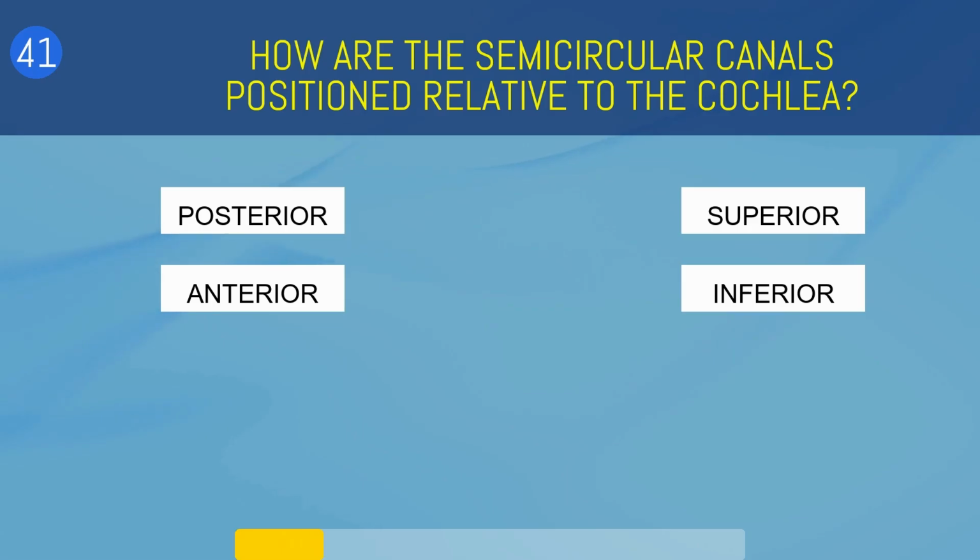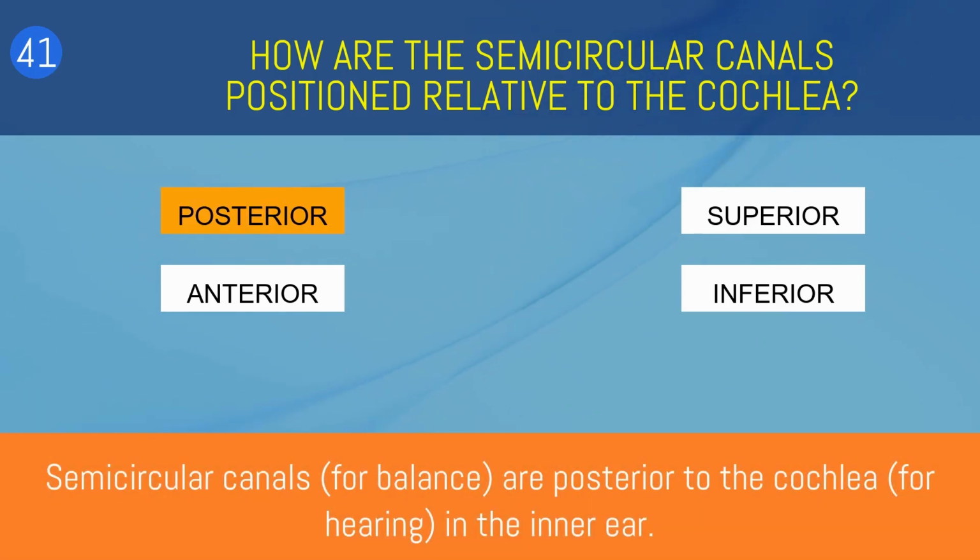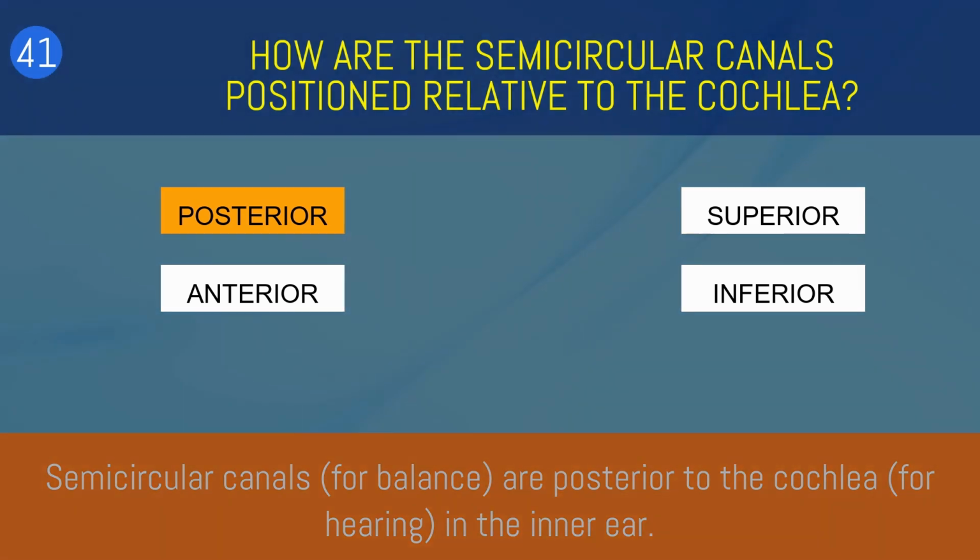How are the semicircular canals positioned relative to the cochlea? Posterior, anterior, superior, or inferior? Posterior. Semicircular canals are posterior to the cochlea in the inner ear.